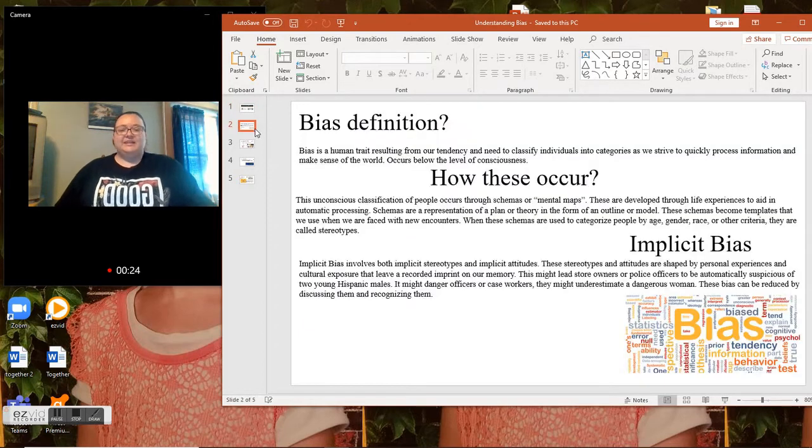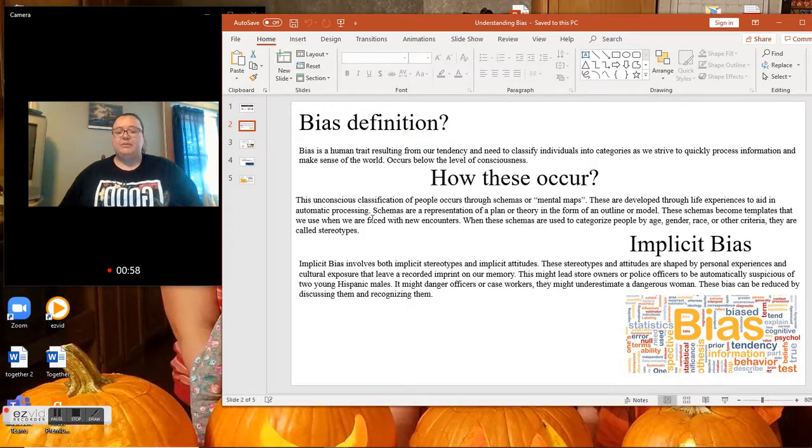So bias identified. Bias is a human trait resulting from our tendency to, and need to, classify individuals into categories as we strive to quickly process information and make sense of our world. It occurs below a level of consciousness. So how does this occur? This unconscious classification of people occurs through schemas and mental maps. These are developed through life experience to aid in automatic processing. Schemas are representations of a plan or theory in the form of an outline or model. These schemas become templates that we use when we are faced with new encounters. When these schemas are used to categorize people by age, gender, race, and other criteria, they are called stereotypes.